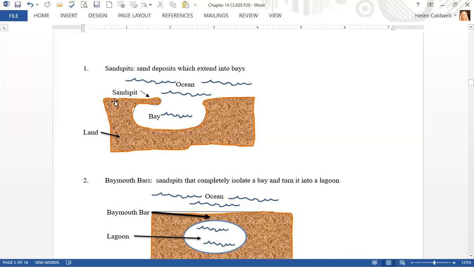The ocean is out here. The sand spit points in the direction that the current is moving. So if north is at the top of the page, which it is in traditional maps, this sand spit is going from west to east, and that would tell us that the currents are moving from west to east.